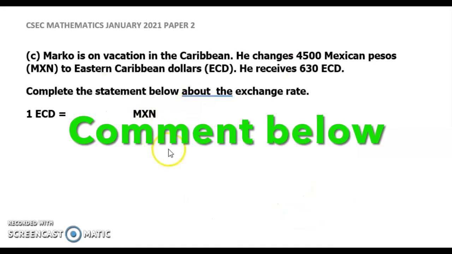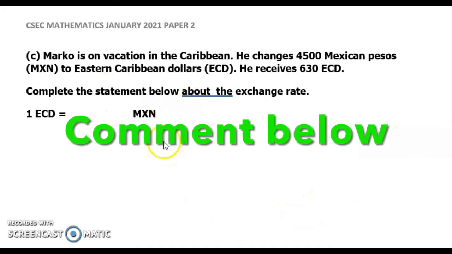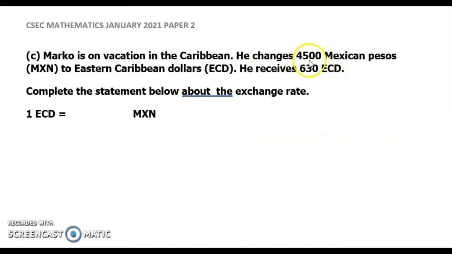C. Marco is on vacation in the Caribbean. He changes 4,500 Mexican pesos to the Eastern Caribbean dollars, and he receives 630 Eastern Caribbean dollars. All right. So this is our information. Now they want us to complete the exchange rate below. So 1 ECD, which is Eastern Caribbean dollars, is equal to the Mexican pesos.